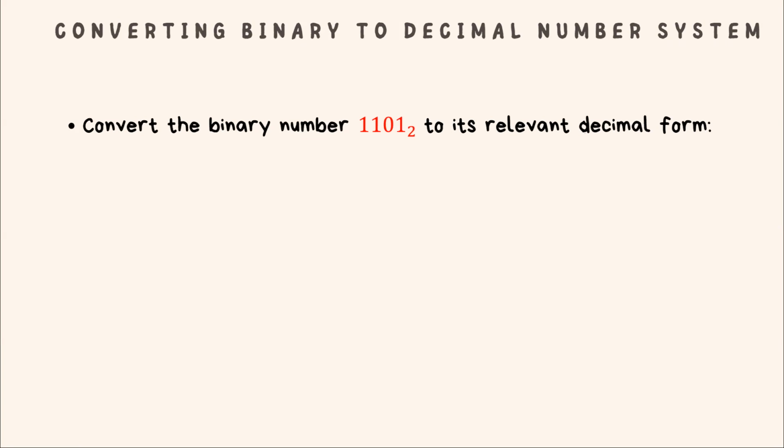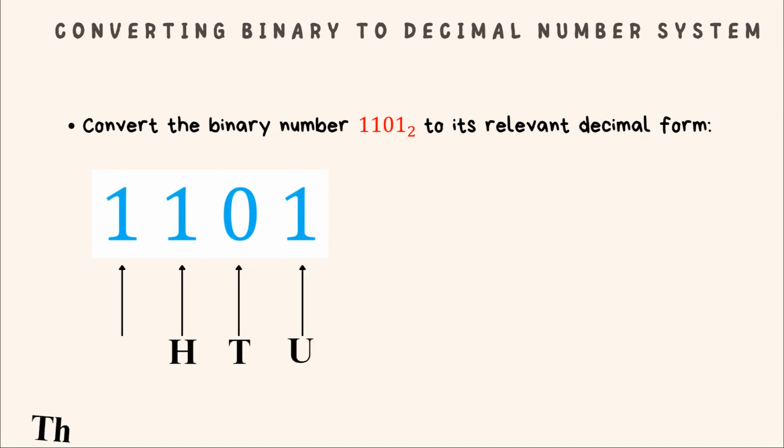In this case, we have the example 1101, and we want to convert it to its decimal form. So what we do, we simply write the number here. And now, since we want to convert it to its decimal form, just like we did previously, we mention the positions of each of the digits. So in the same way, you can do that.